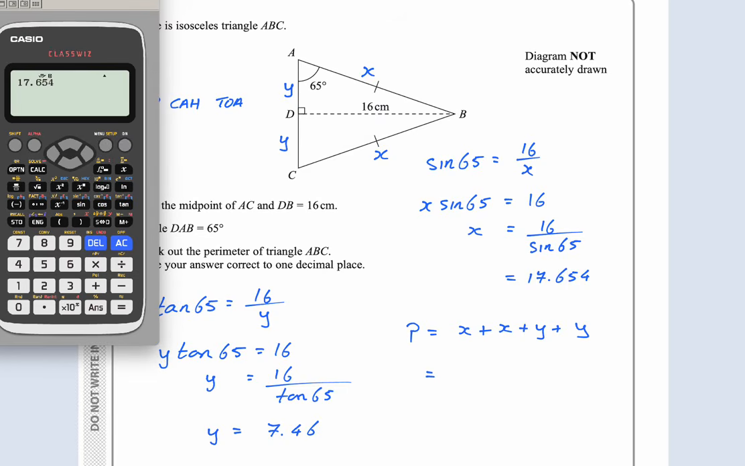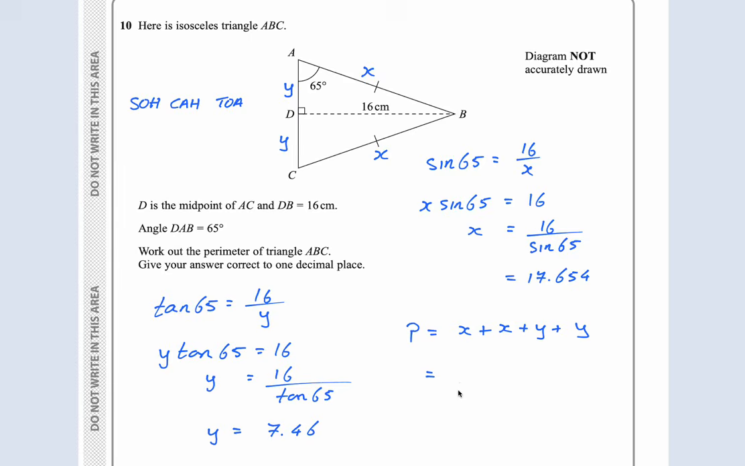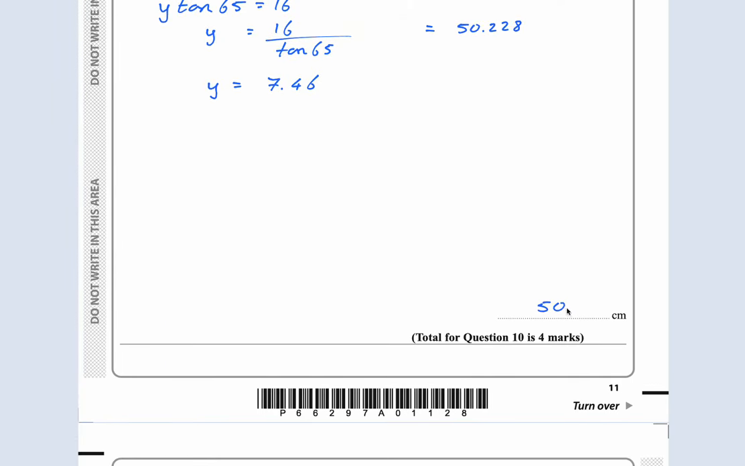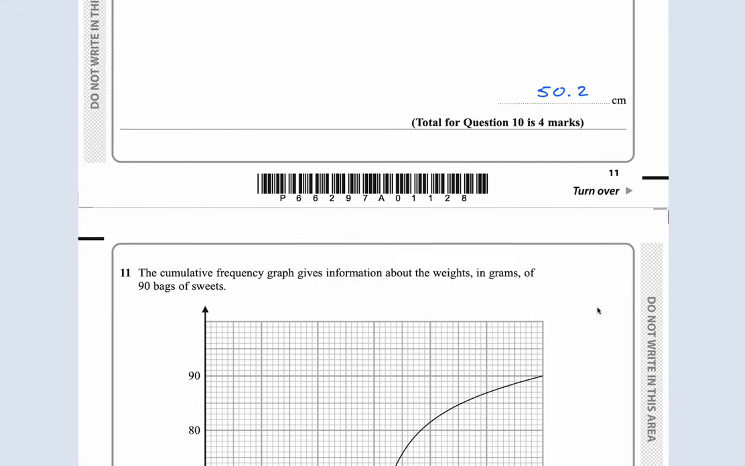And then I'll just do 17.654 plus 17.654 plus 7.46 plus 7.46, and I get 50.228, or 50.2 to 1 decimal place. So 50.228, which is 50.2 to 1 decimal place, which is correct.